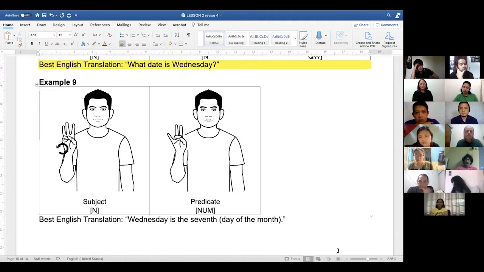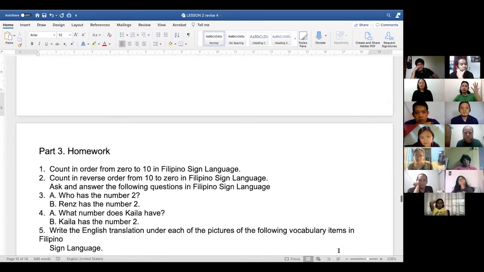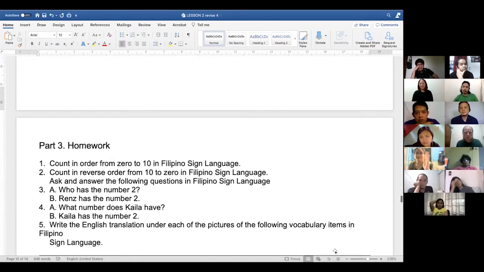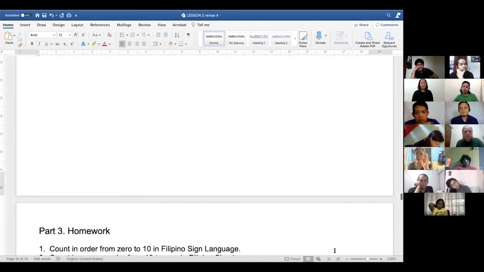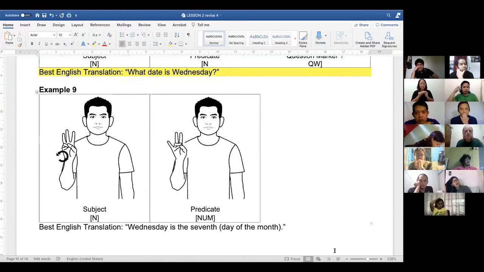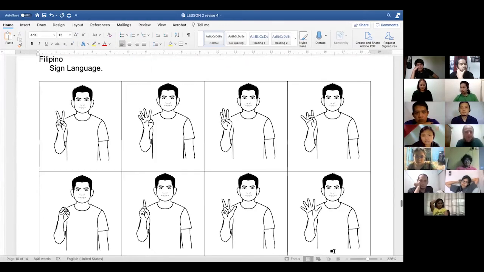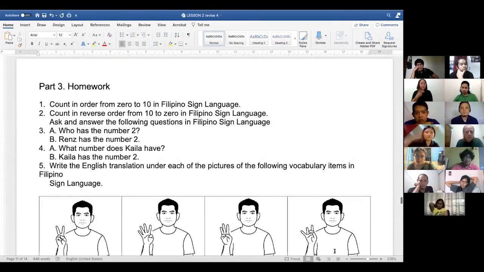All right, go down to number 10. That's it, sir. Okay. All right. And then, okay, go down to the homework. Right now you see number 5: write the English translation under each of the pictures of the following vocabulary items in Filipino and move sign language up to the same line as Filipino.